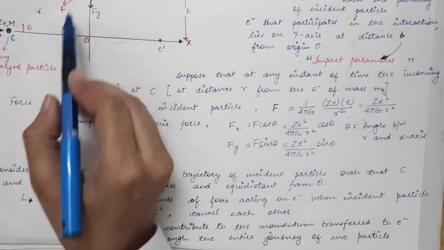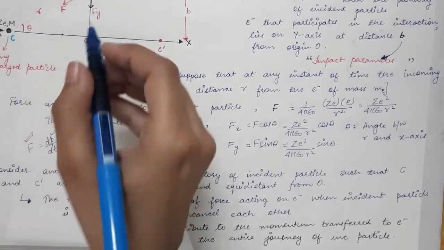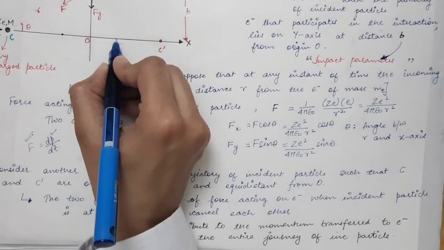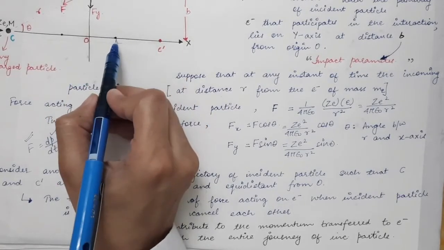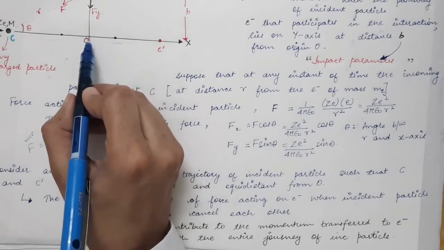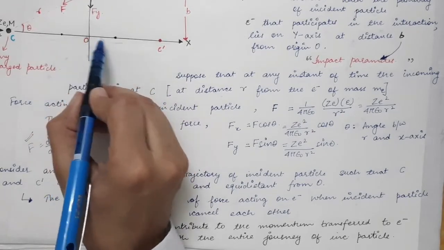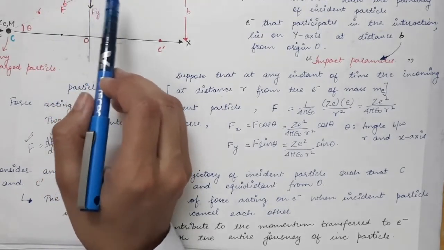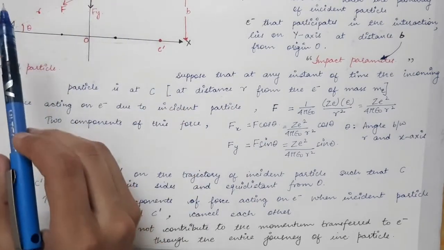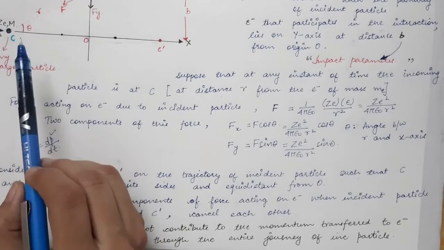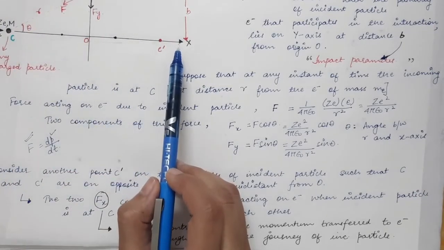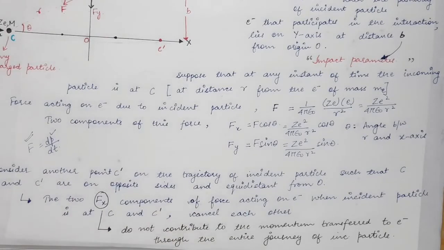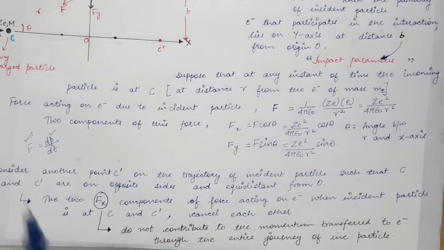Now let's suppose the charged particle is at this point. Then the x component of the force will be cancelled by the situation when the heavy charged particle is at the same distance from the origin on the other side. So both x components of the forces will cancel with each other. To every point on the left hand side, there is always a point on the right hand side such that the x components of the forces will cancel in all situations. So the x component of force will never contribute to the momentum imparted to the electron.